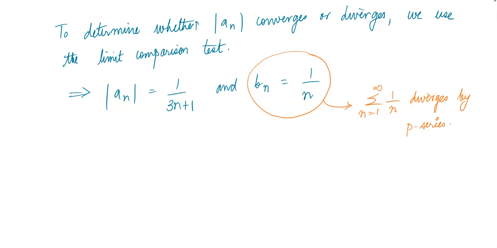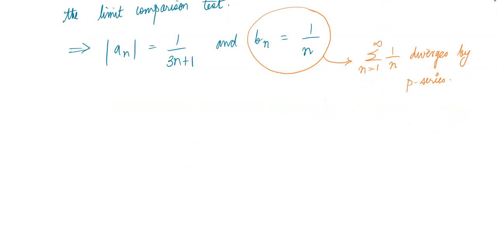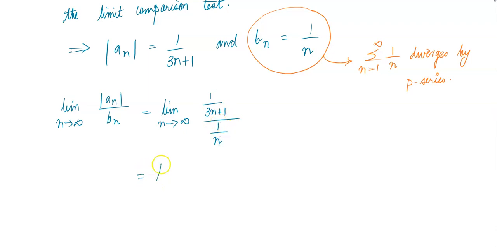So now we see what the limit comparison test shows. The limit as n approaches infinity of the absolute value of an over bn, taking their ratio. We like this comparison test because the ratio setup allowed us to use L'Hopital's rule to help find the limit when it gave indeterminate forms. So 1 over 3n plus 1 over 1 over n: the numerator times the flip of the denominator gives n over 3n plus 1.